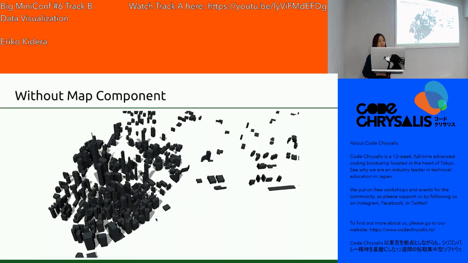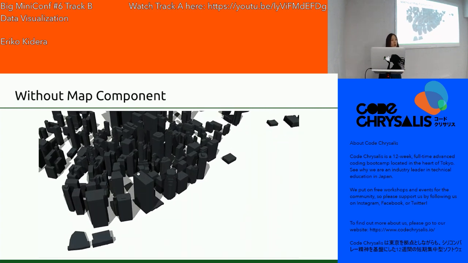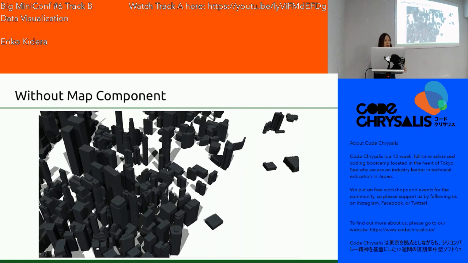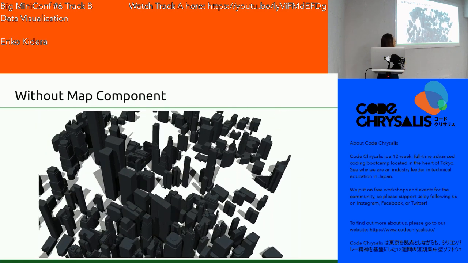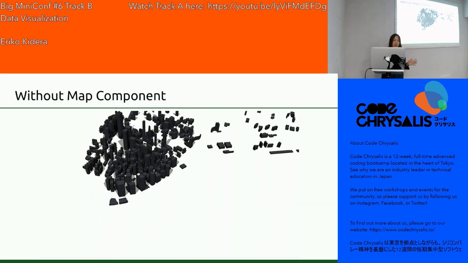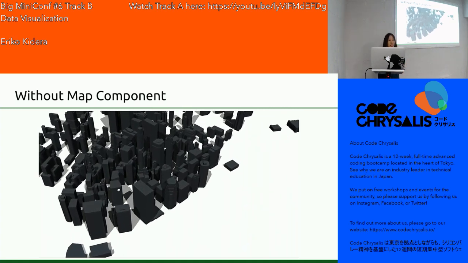So this is an example. It does not use a map component like Google Maps. It's just rendering of the dataset in the browser. It's beautiful, but a little bit difficult to understand because there's no map data.